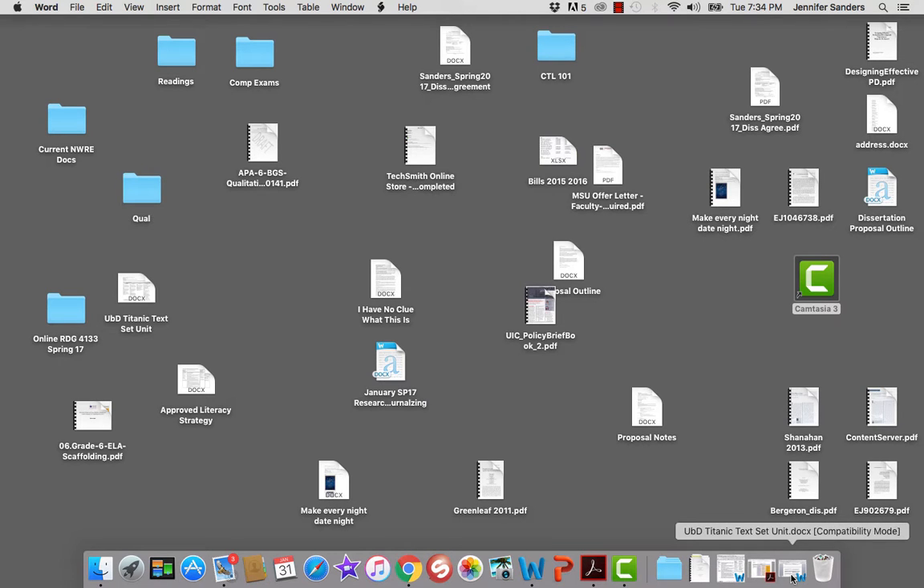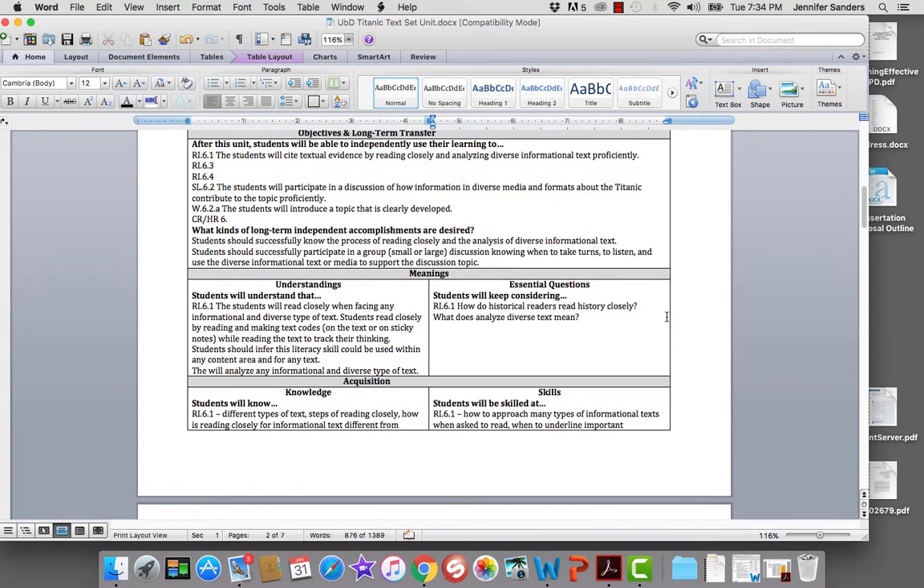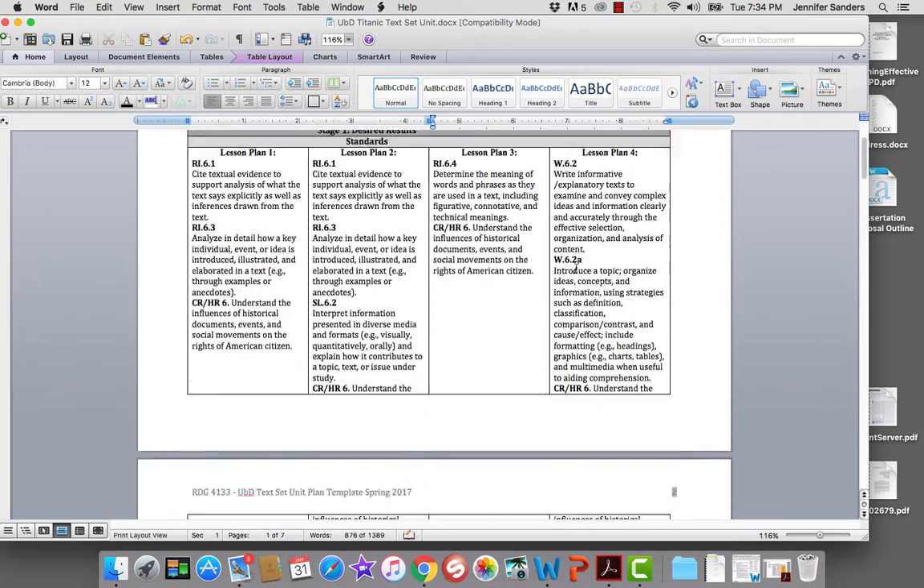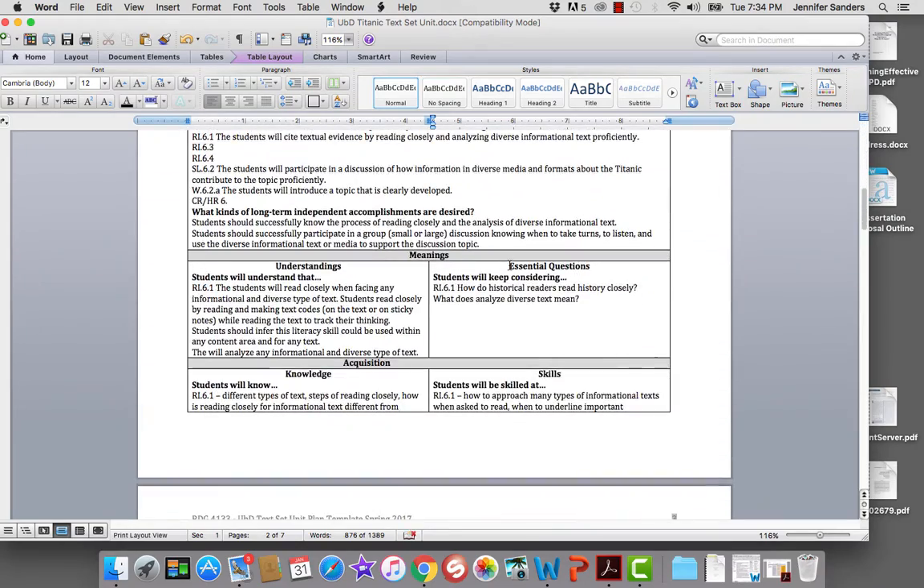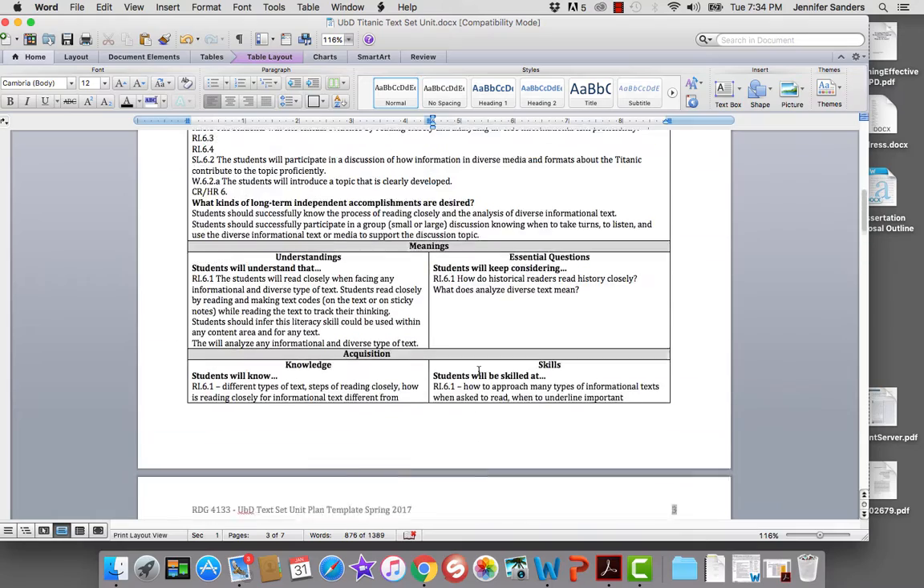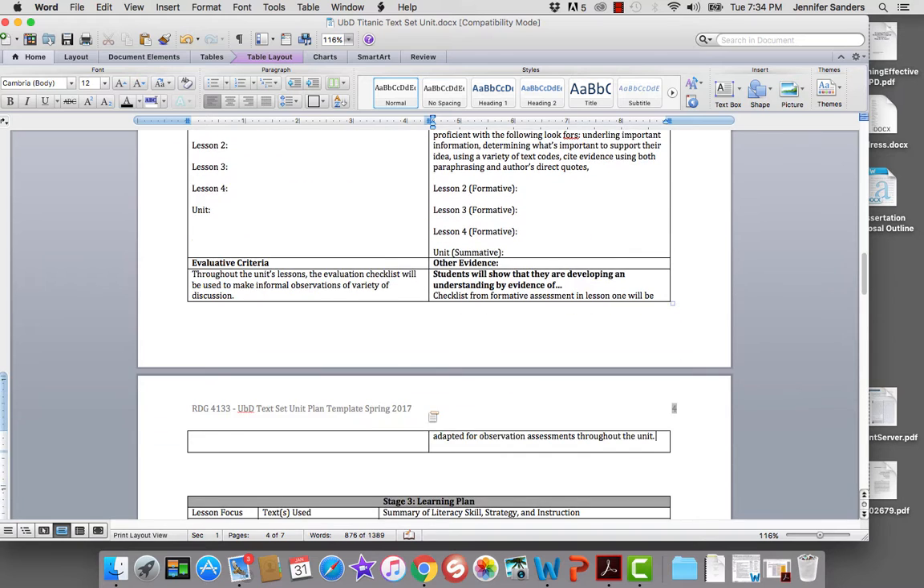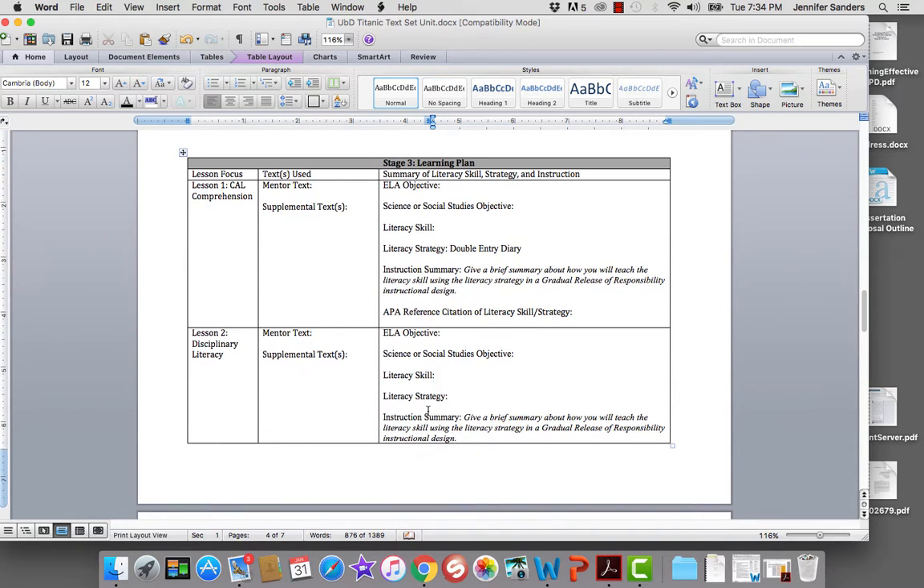Welcome to our last session for designing your text set. In our previous sessions in this module, you have finished stage 1 to the best of your abilities, and you have finished stage 2 to the best of your abilities, going back and forth, making changes to adjust alignment to the standards. Now we're moving on to stage 3. This is where you make your learning plan. Notice your information will come from most of stage 1 and stage 2, and you're putting the plan in place.